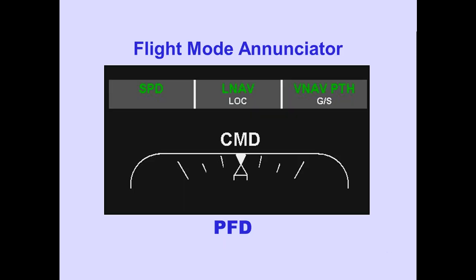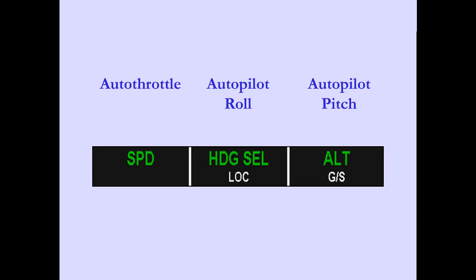The Autopilot Flight Director System, AFDS modes, are displayed on the PFD. Elements of the flight mode enunciation are arranged in a specific order. Auto throttle modes are displayed on the left and will be discussed in a separate module. The Autopilot Roll Mode display is located in the center, and the Autopilot Pitch Mode display is on the right.